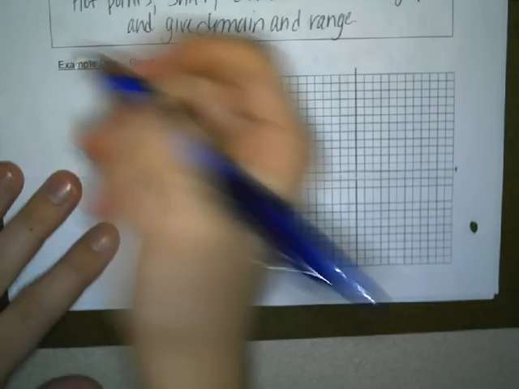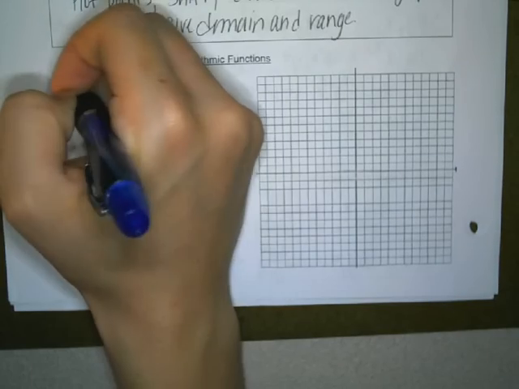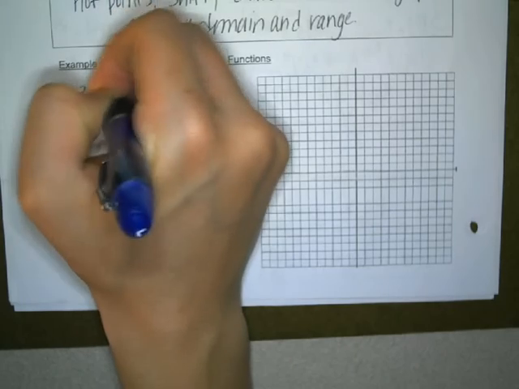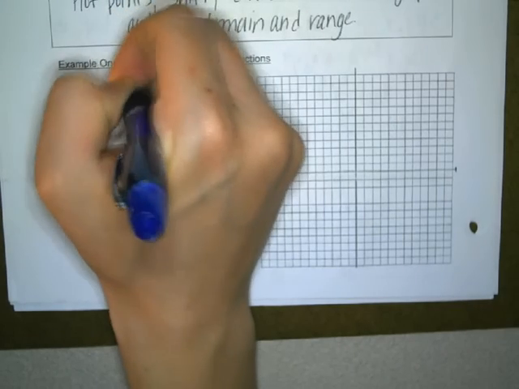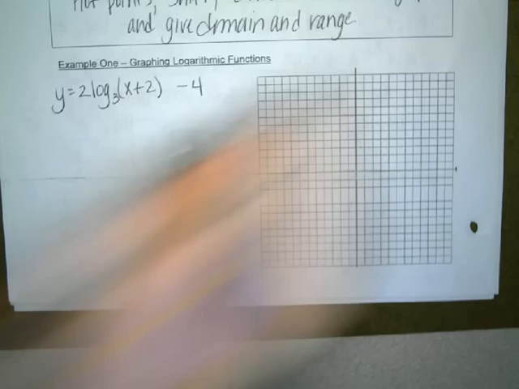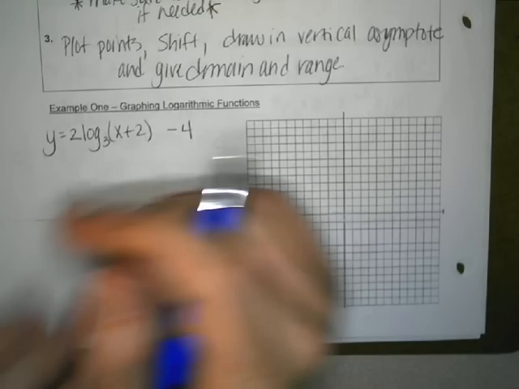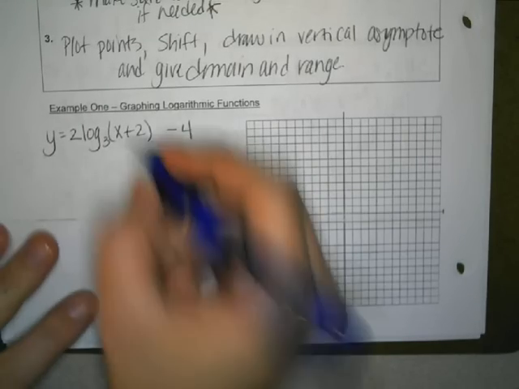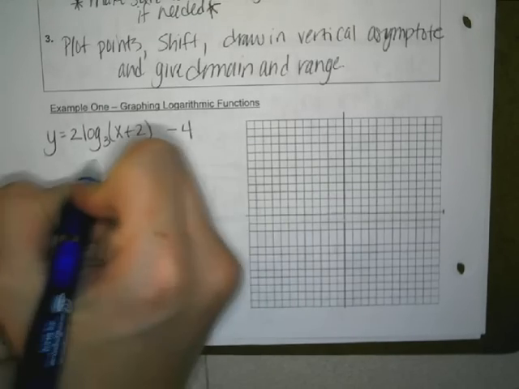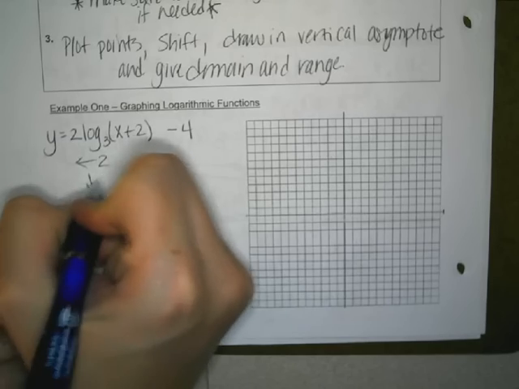Okay. Here we go. Example 1. We're going to graph y equals 2 times log base 3 of x plus 2, minus 4. Now in graphing this, we're going to do the same steps that we did for exponentials. First thing we're going to do is label the transformation. So we're going to go left 2 and down 4, because here's my h and my k.